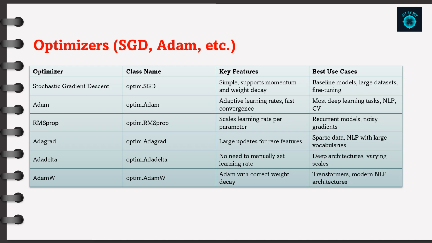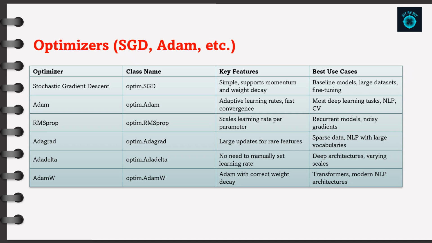Adagrad is useful when features appear infrequently. It gives large updates to rare features and is often used in natural language tasks with large vocabularies. AdaDelta is an improvement over Adagrad. It does not require a manually defined learning rate and is good for many models.